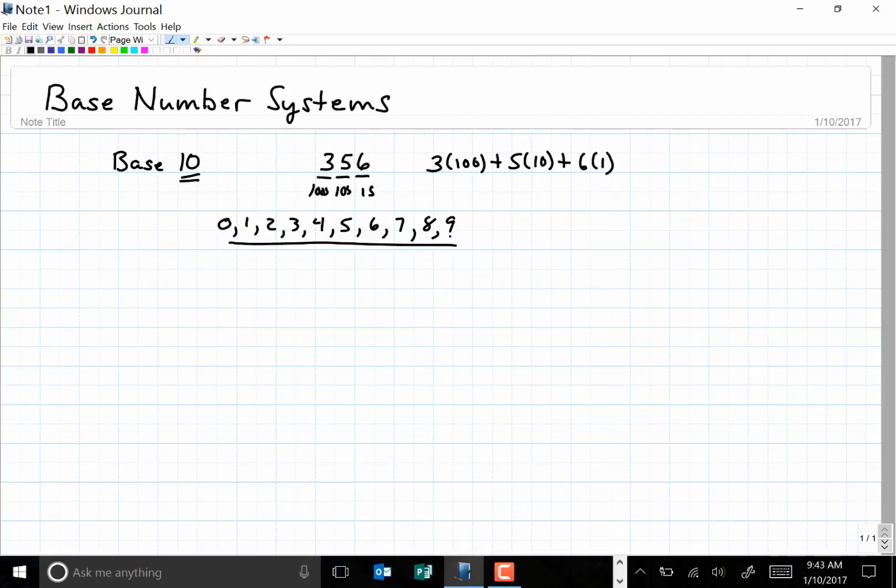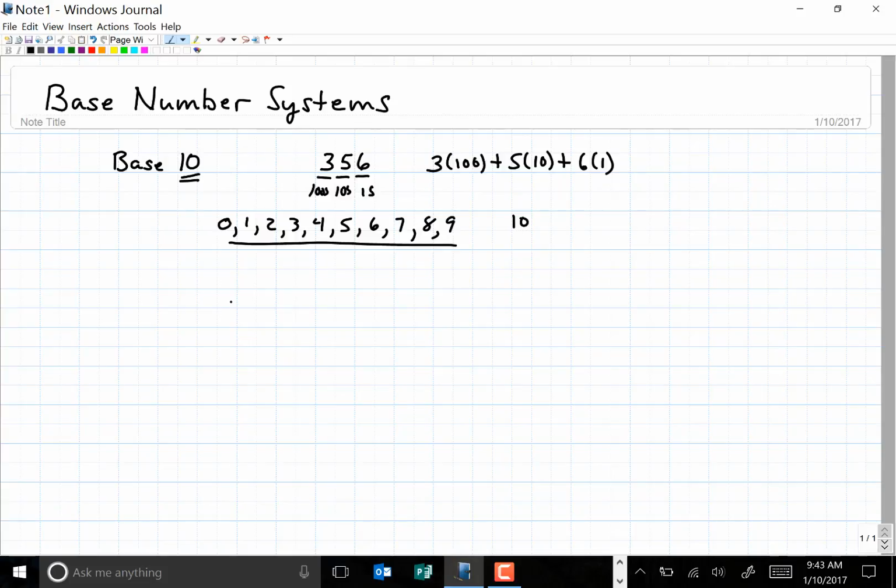Once we get past 9, we have to write our numbers using 2 digits. So because we have the ones place, we get 9 ones, and if we want 10, we have to go with 1 ten and 0 ones, which is why we write 10 like this. Okay, so we have 1 ten and 0 ones.